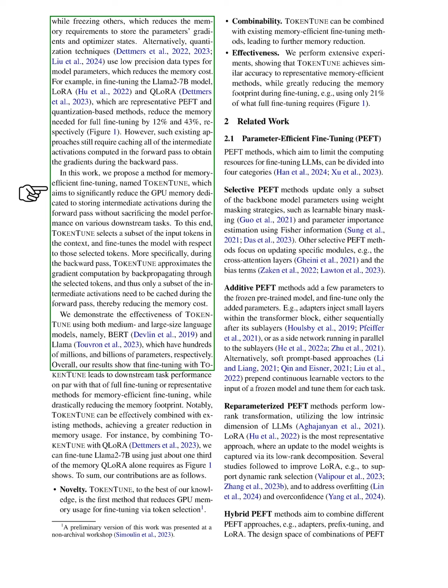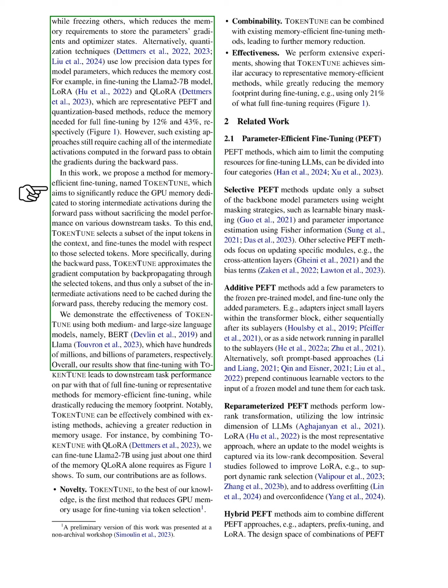Parameter-efficient fine-tuning, PEFT, aims to update only a small number of parameters, which helps reduce the memory needed for gradients and optimizer states. Additionally, quantization techniques use lower precision data types for model parameters, further lowering memory costs. For instance, when fine-tuning the Llama 2-7B model, methods like LoRA and QLoRA can reduce memory usage by 12% and 43%, respectively. However, these methods still require caching all intermediate activations during the forward pass to compute gradients in the backward pass.